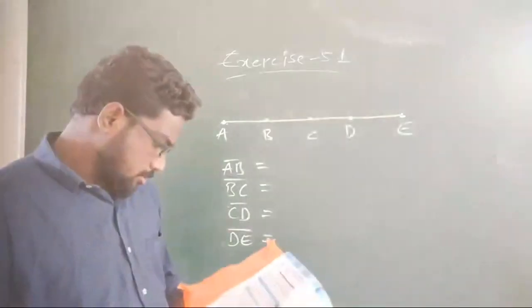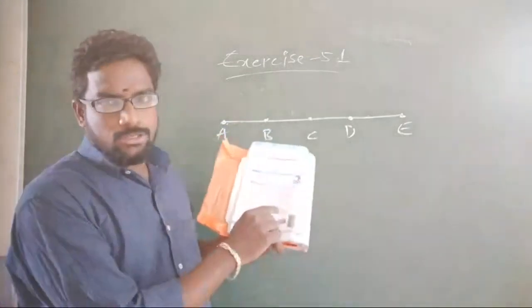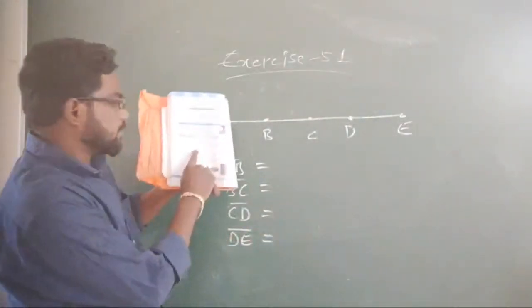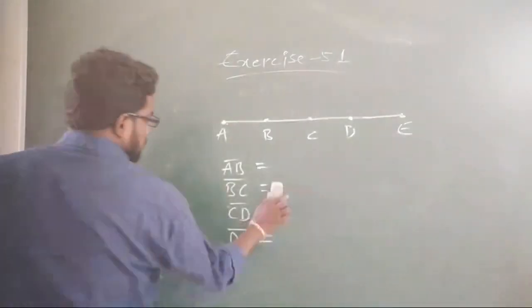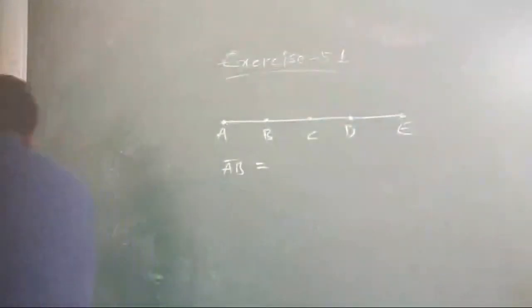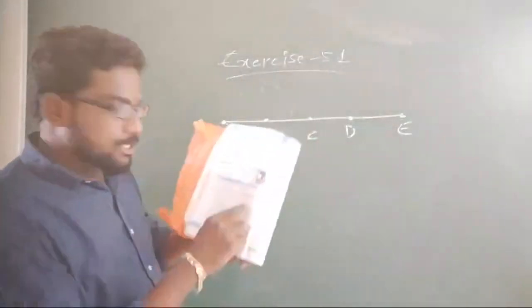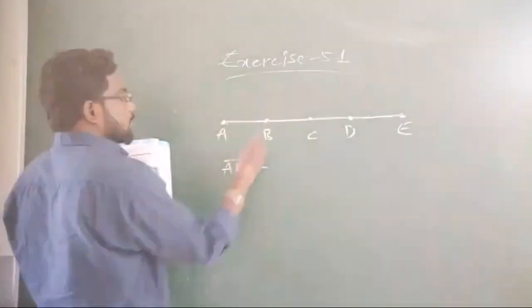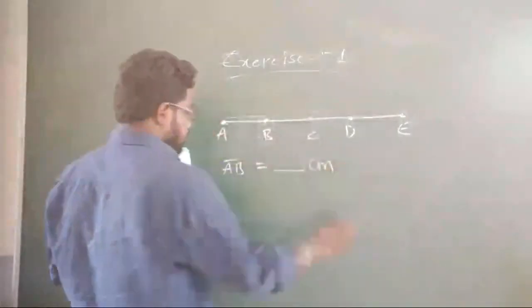Next, here he has given different line segments. See, he has given AB, AC, AD. AC means from here to here. Forget. These are all the line segments. He asked us to find out the lengths of AB. First, we have to find out the length of AB from here to here. Just take the ruler and find out the length right here, dash centimeters.